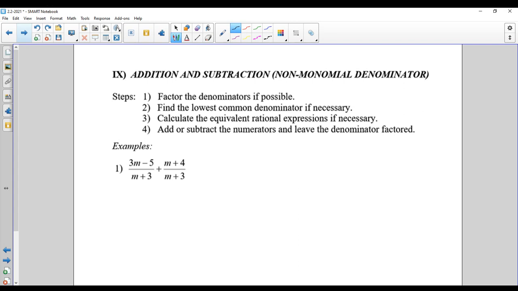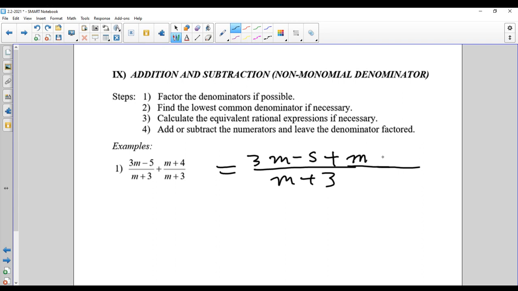The common denominator here is the easy one, first of all, right? Because it's already the same denominator. So that's fine. We just have to simply use that common denominator, m plus 3, and then just put the 3m minus 5 plus, because it's plus, you don't have to worry about these both being negative, plus the m plus 4. That's all. Keep the same denominator, m plus 3.